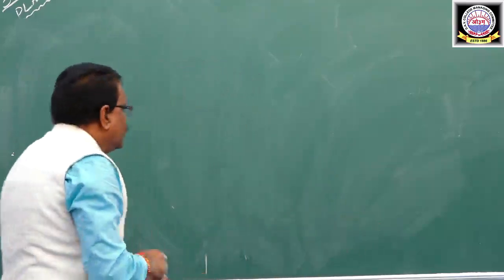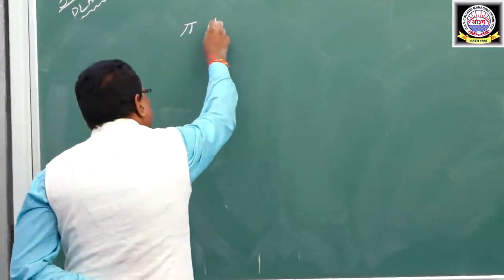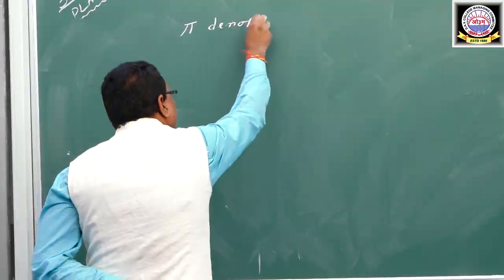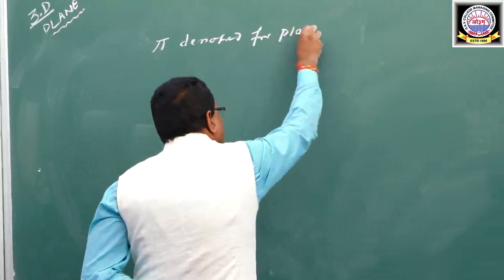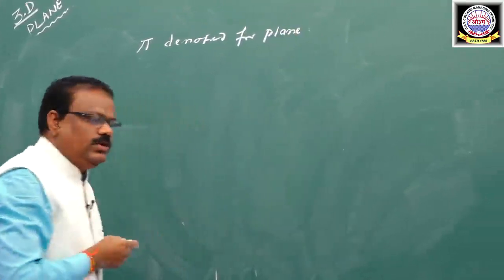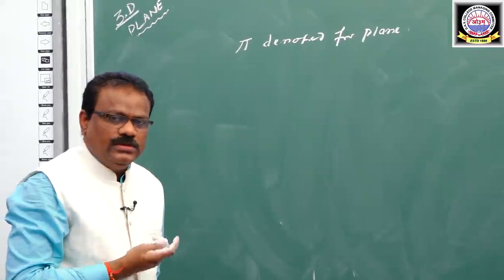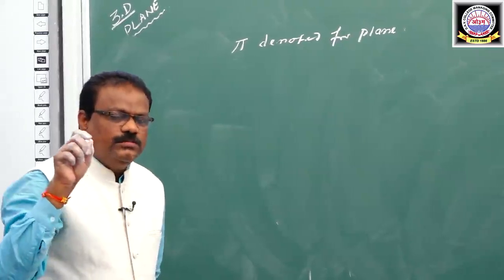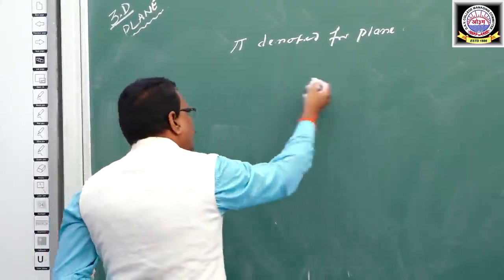And before that I should mention that pi is denoted for plane. In which way are we writing? The line is L1, L2, L3. Similarly, pi 1, pi 2, pi 3, pi 4. These are the symbols given to the plane equation. Okay. Now I am discussing the normal form.